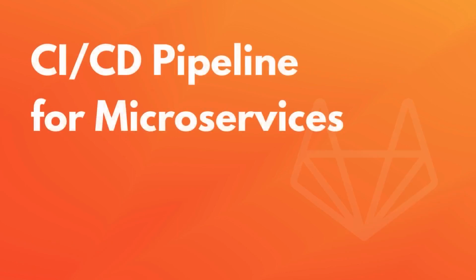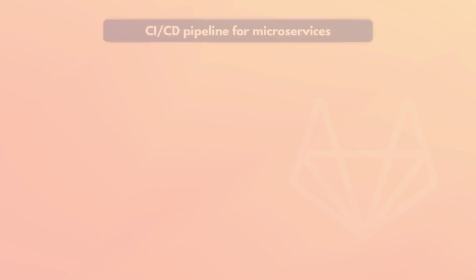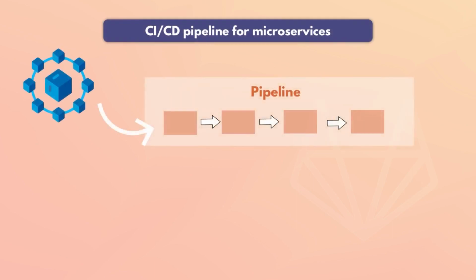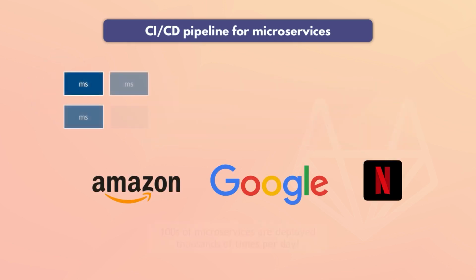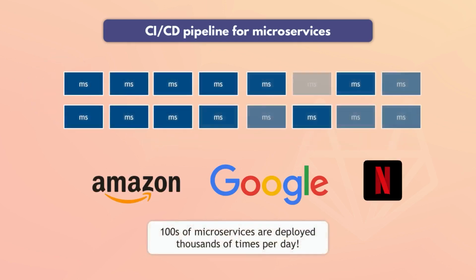Now, obviously, an important element of deploying microservices is a CI/CD pipeline. In fact, there are many companies with microservices applications that deploy multiple times a day. Companies like Amazon, Google, and Netflix, they have applications with hundreds of microservices that they deploy thousands of times per day. So you can imagine the complexity and the sophistication of their CI/CD pipelines.